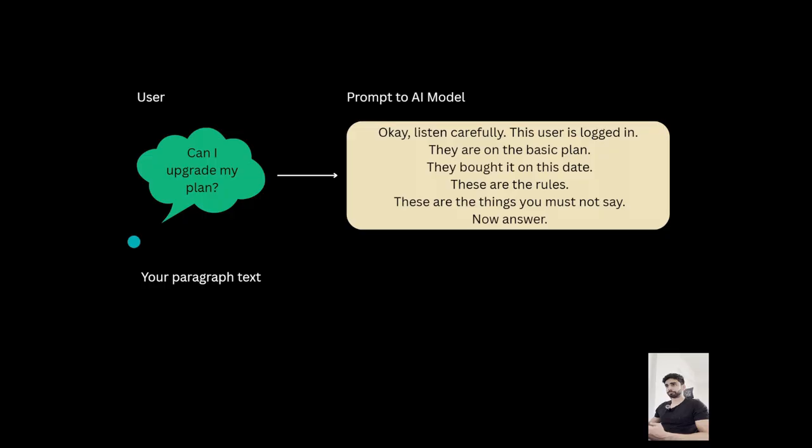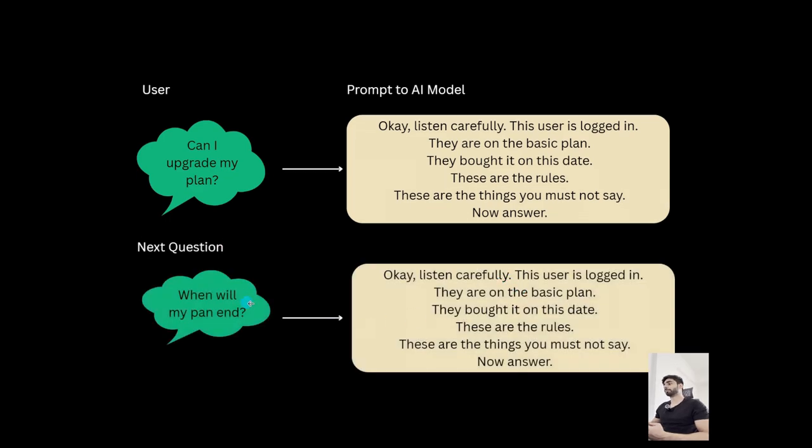Nothing changed, the answer came, and at that time, the next question comes in. Then the user asks, when will my plan end? Then we need to again repeat the same prompt to our AI model. Okay, listen carefully. This is the user, logged in, basic plan, bought it on this date. There are the rules, there are the things you must not say, and now answer it.